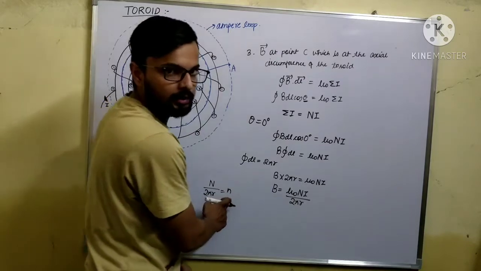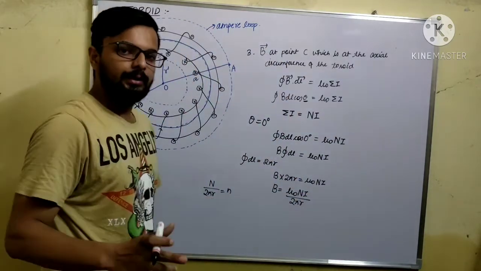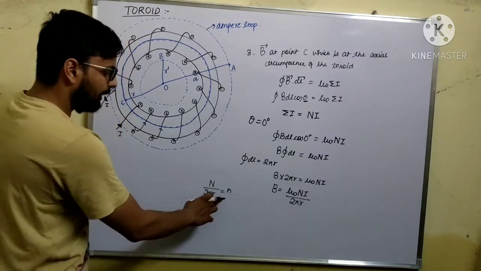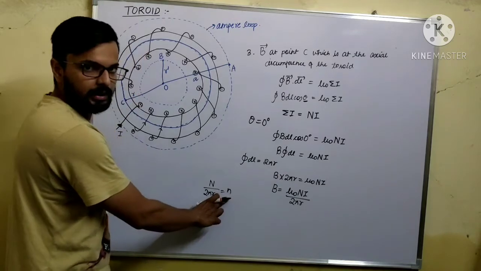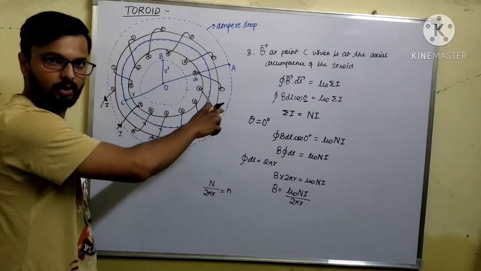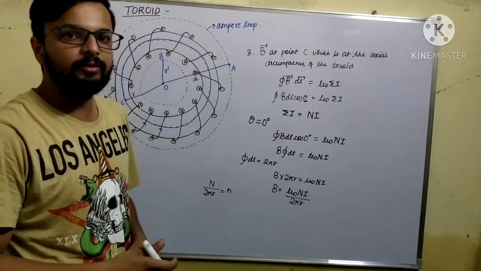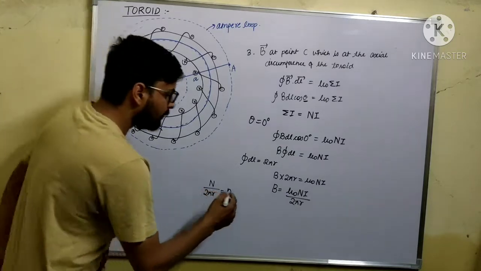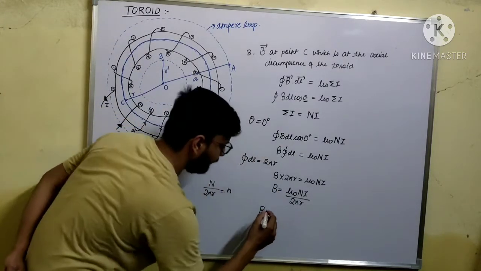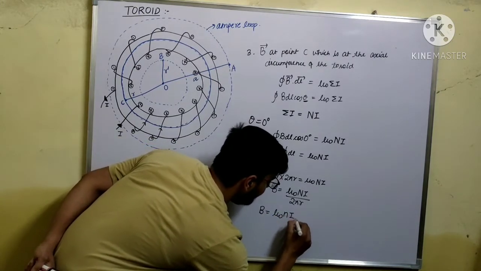And what was the small n? In the previous class I told you that small n is the number of turns per unit length. Here the value of small n will be the number of turns per unit length of this toroidal solenoid, and the length of this toroidal solenoid is nothing but the circumference of the Ampere loop. Substituting this value here, you will get the magnetic field as B is equal to mu naught small n into I.